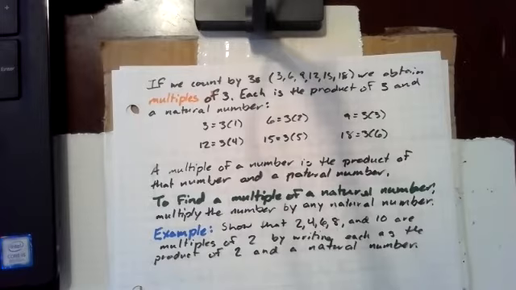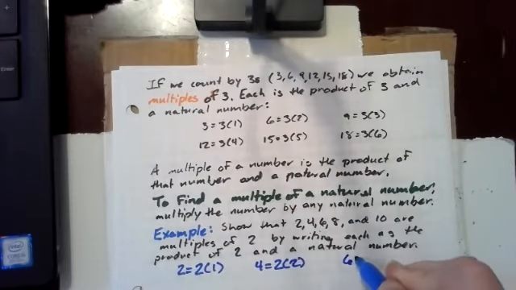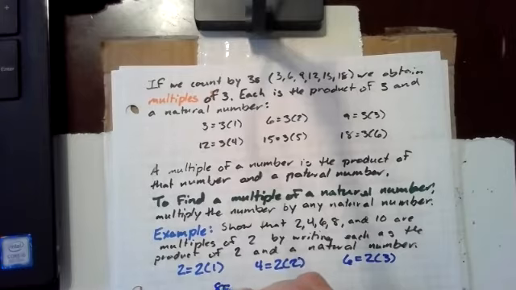For example, show that 2, 4, 6, 8, and 10 are multiples of 2 by writing each as the product of 2 and a natural number. That's not so hard to do. Obviously, 2 is equal to 2 times 1. 4 is equal to 2 times 2. 6 is equal to 2 times 3. 8 is equal to 2 times 4. And 10 is equal to 2 times 5.